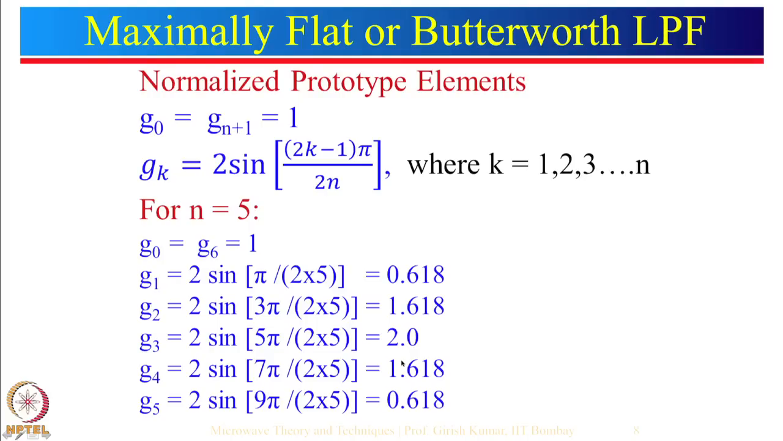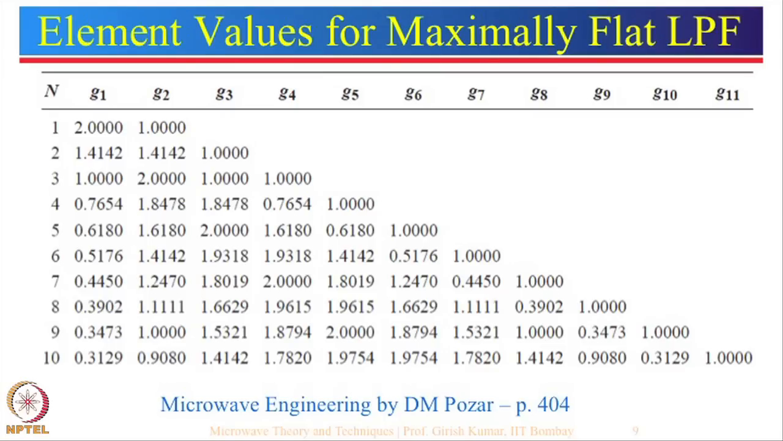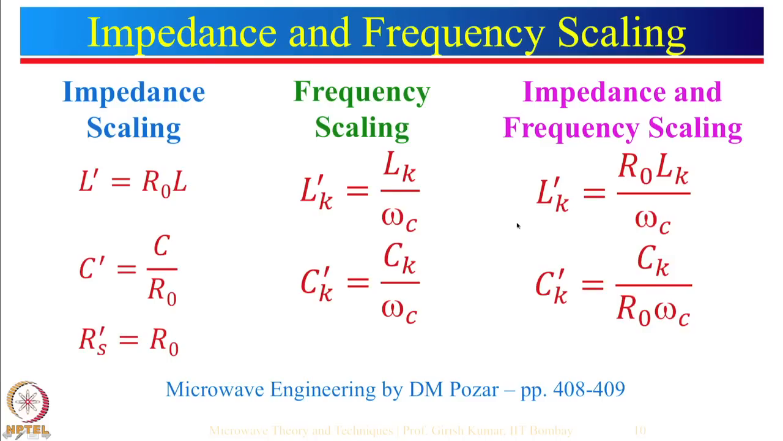Then we looked at the G parameters. So, how to find out the G parameters for Butterworth? So, we saw that G0 is equal to Gn plus 1 equal to 1. These are nothing but corresponding to input and output, source as well as load impedances, and G parameters can be found by using this simple expression, and we had seen that these are the typical values for a fifth order filter. And instead of using this particular expression, one can use the table to find out what are the different G parameters.